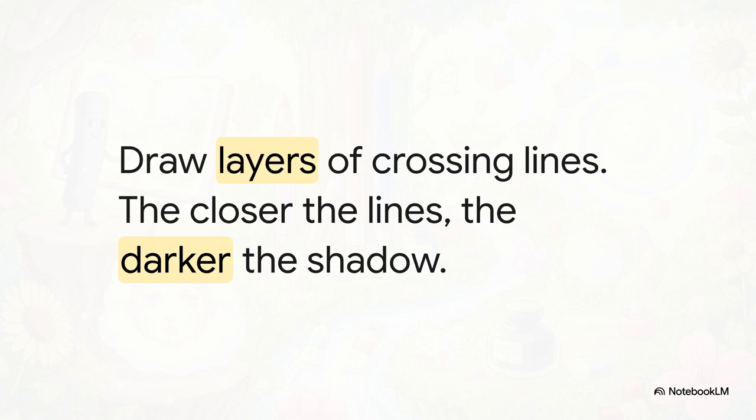Instead of just coloring an area in with a heavy, flat block of graphite, artists from Da Vinci all the way to modern comic illustrators draw layers of intersecting lines. It's really all about proximity. The closer you layer those crossing lines together, the deeper and darker the shadow becomes. Spacing them farther apart creates your lighter areas. It's a beautifully simple trick to add really rich detail without muddying up the page.